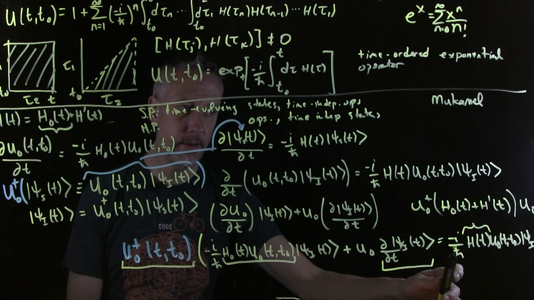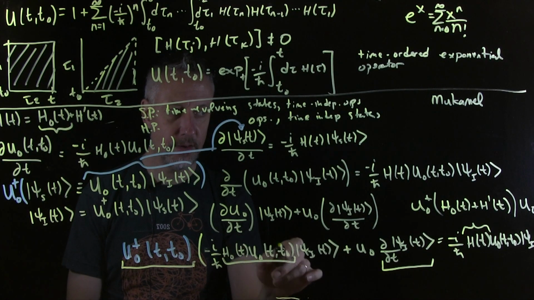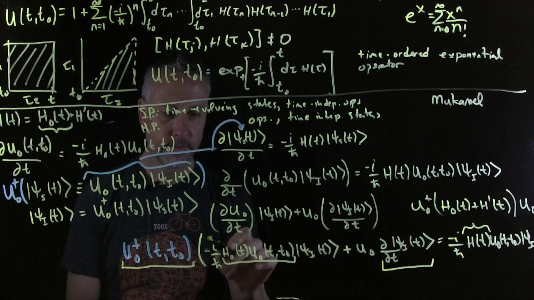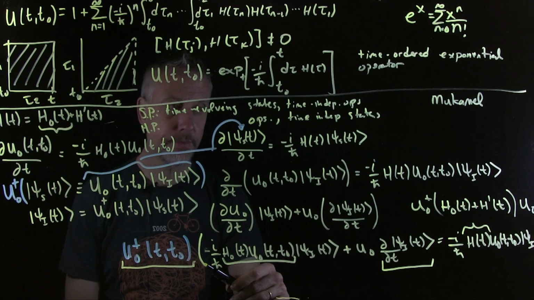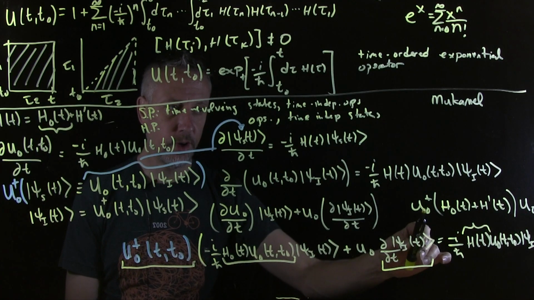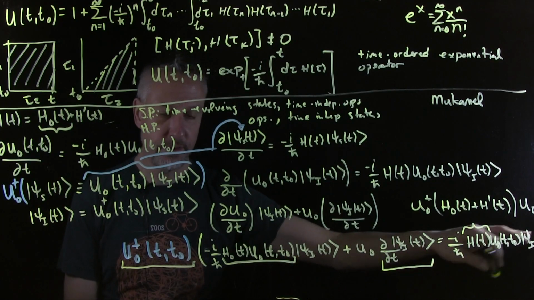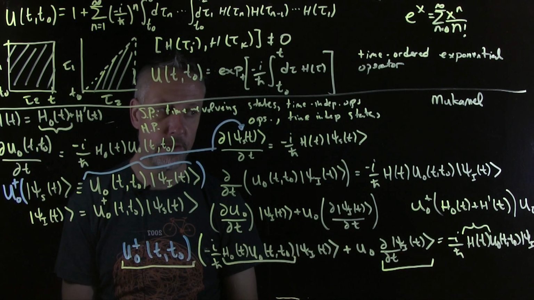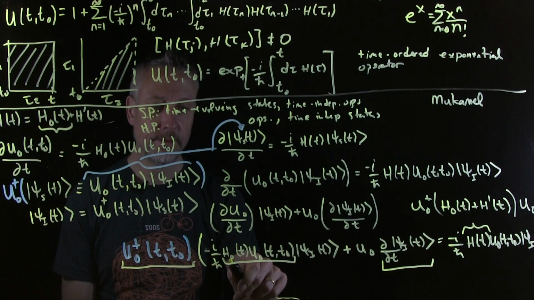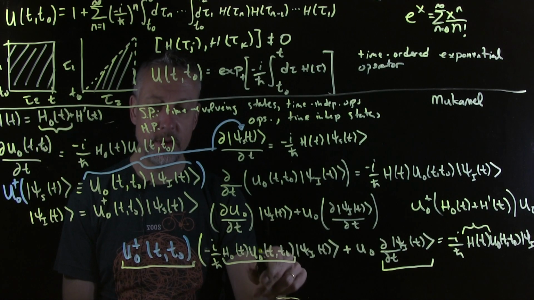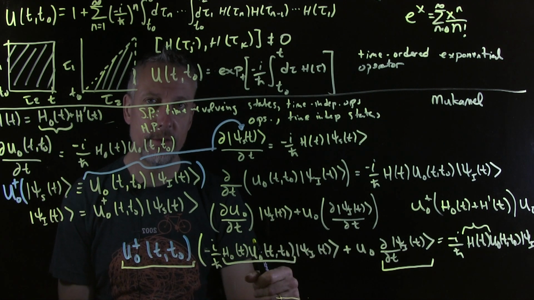with a minus sign, minus I over h bar, which is exactly the same as the term that we have over here. All right, so that term is going to cancel. Then what's left over is u naught dagger h primed u naught, and that's the thing that's going to be left over. So we'll have a name for this, u naught dagger h naught u naught, and that's going to be the interaction picture version of h naught.